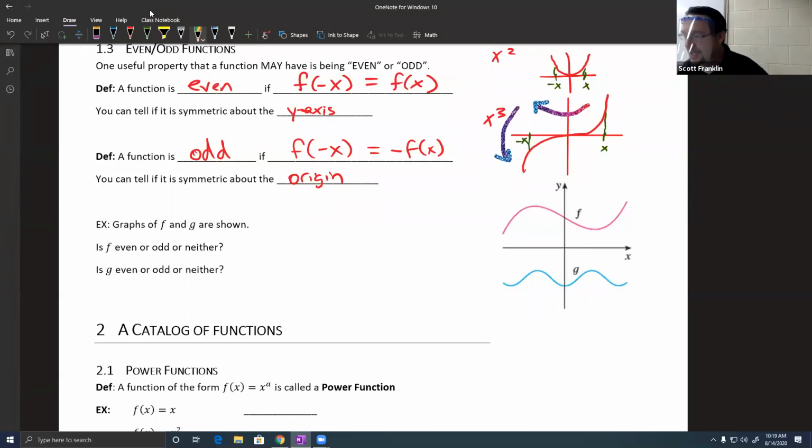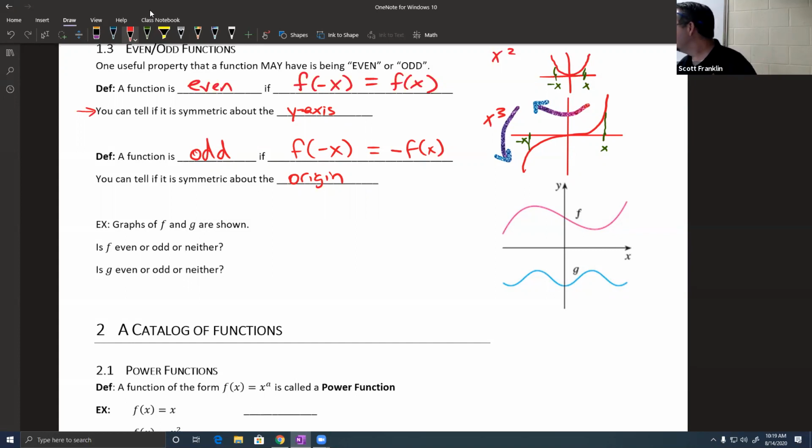So if you look at these two graphs right here, functions can be even, odd, or neither. Is f even? Just look at this question right here. Is that symmetric? Is it a mirror image across the y-axis? It's the same on one side as the other. It's not, right? So it's not even.